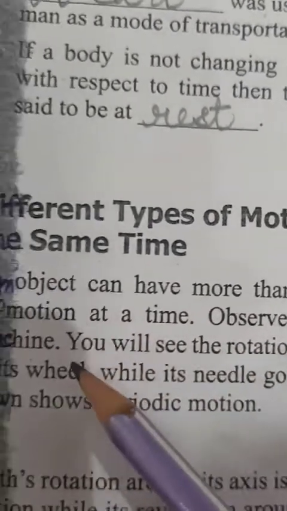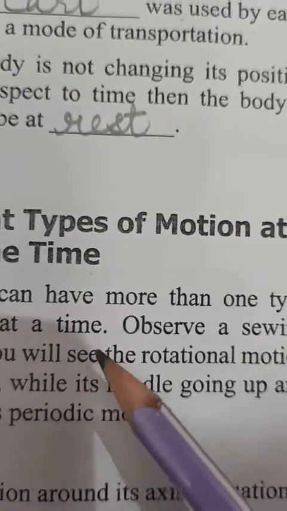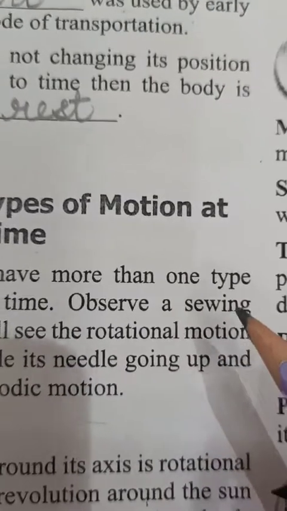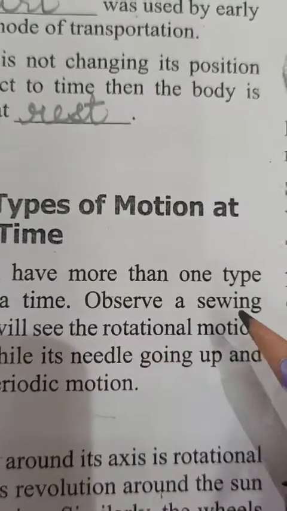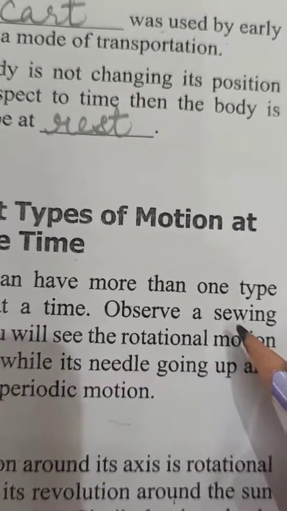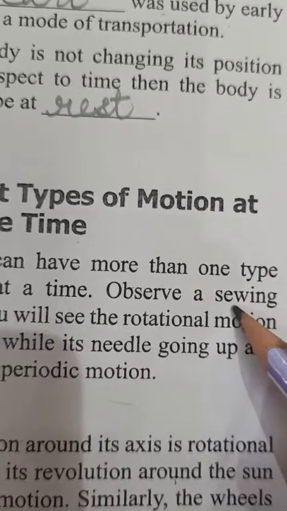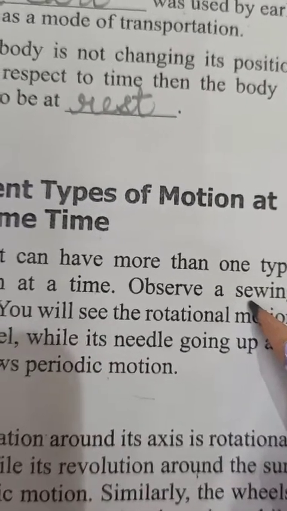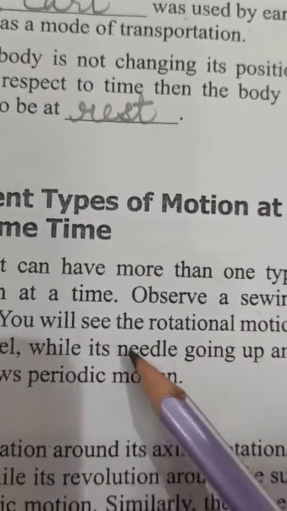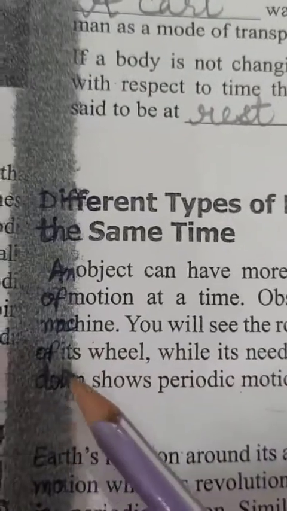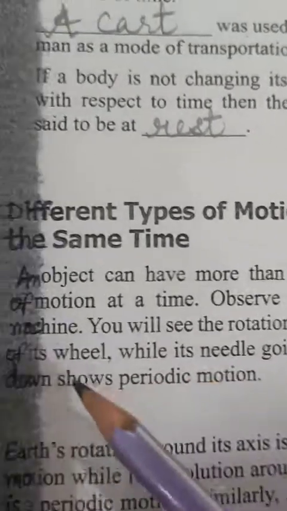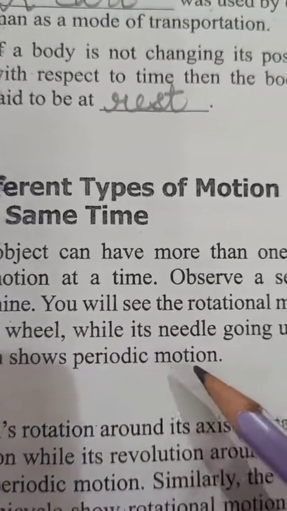Observe a sewing machine. Children, I think a sewing machine is there in every home, but if you don't have one, then you can also see it in a tailor's shop, how the sewing machine is working. This machine is used to stitch clothes, and tailors use this kind of machine, so you can easily see it in a tailor's shop. You will see the rotational motion of its wheel, while its needle going up and down shows periodic motion.